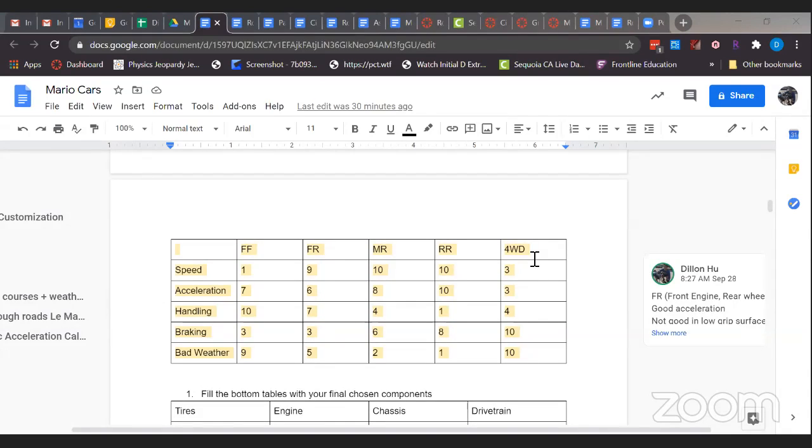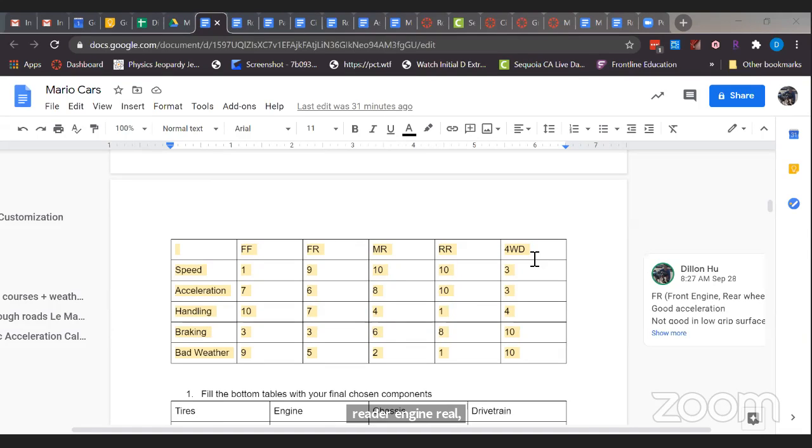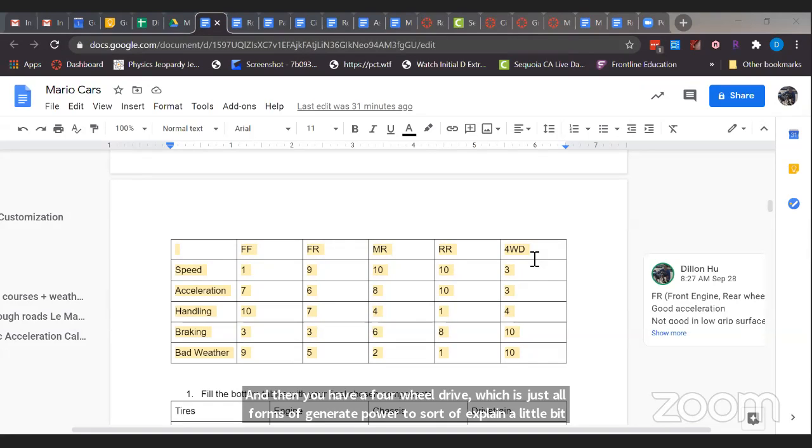To explain a little bit more, an FF, these are your standard cars. So the car that you buy to commute to school or commute to work, or your parents probably have, this is probably an FF. An FR, these are more like your Toyota, like your drifting cars a little bit. So you don't see these a lot, but these are there.